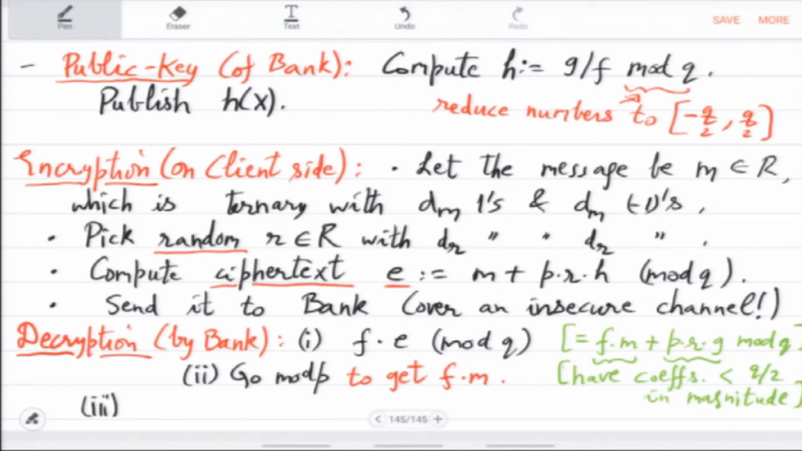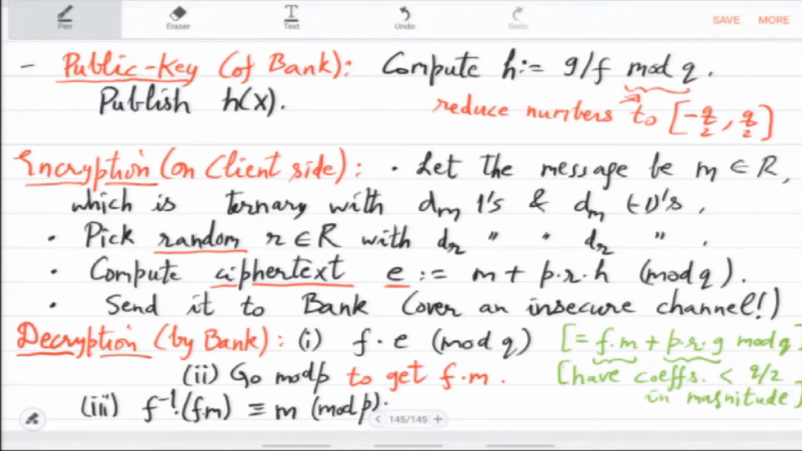So once the bank has F times M, what will the bank do? The bank should compute F inverse times F times M mod P, which will be M mod P.